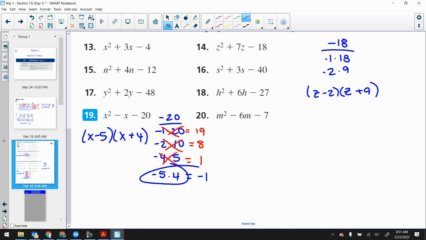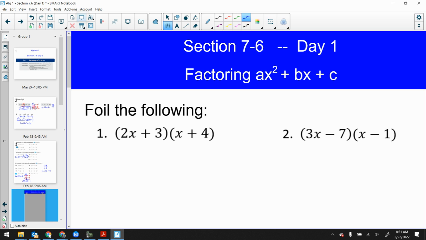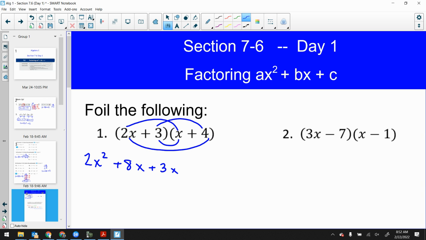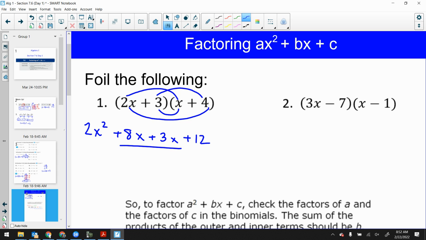All right, let's take a look here. Now, when I foil these, I'm going to foil both of them. We got to do first, outer, inner, last, right? First, outer, inner, last. 2x times x, 2x squared. 2x times 4, 8x. 3 times x, 3x. 3 times 4, 12. Combine like terms in the middle, and I get 2x squared plus 11x plus 12.